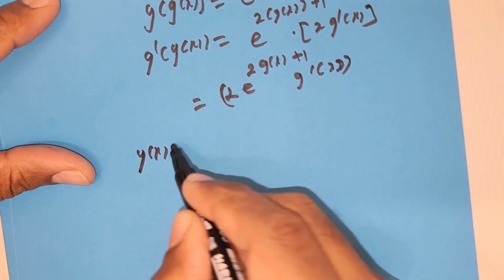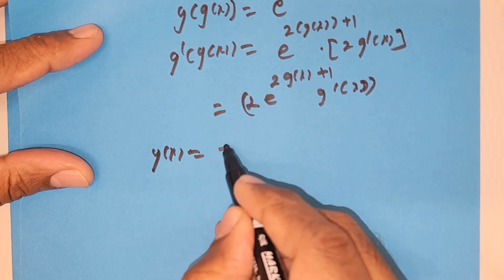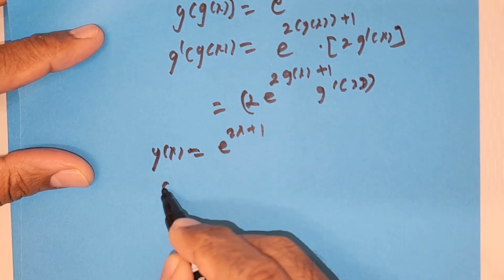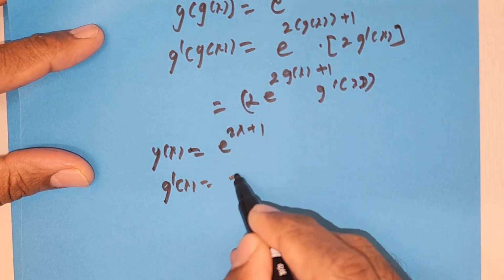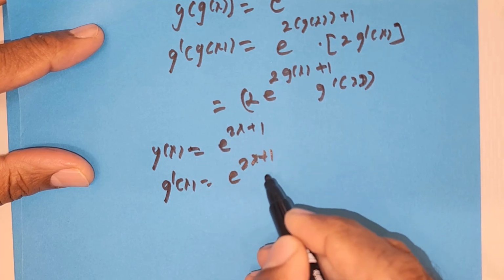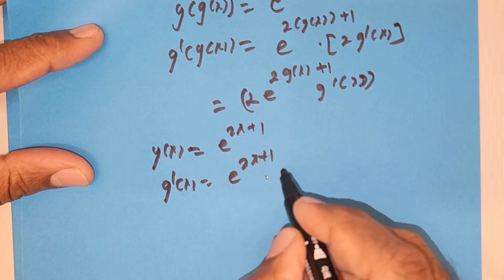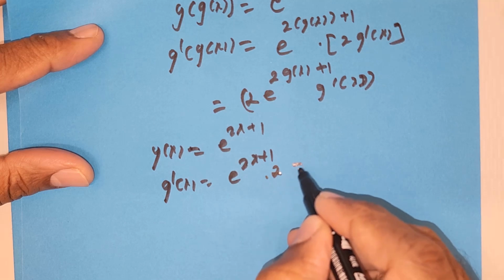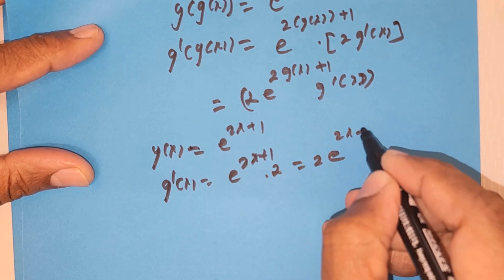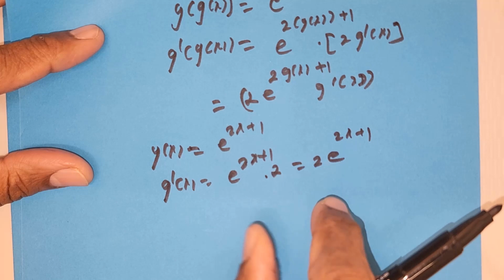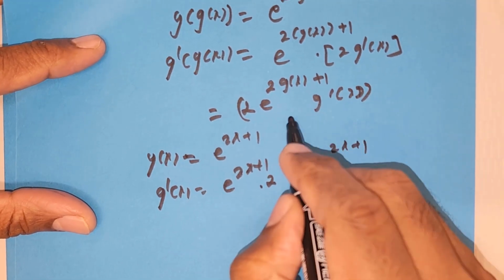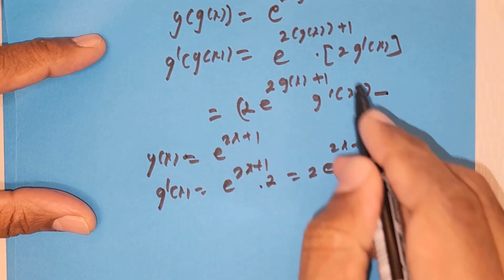Now since I mentioned to you, we already have g of x. g of x is e raised to the power of 2x positive 1. Now what is g dash of x? g dash of x is e raised to the power of 2x positive 1. Differentiation of 2x is going to give me 2. So this is 2 times e raised to the power of 2x positive 1. So we have to take everything and substitute here.